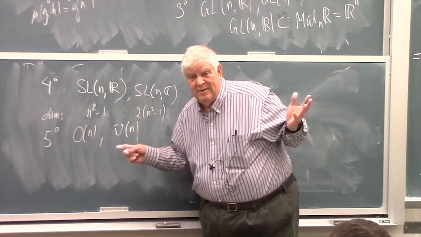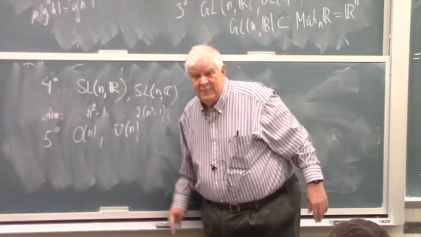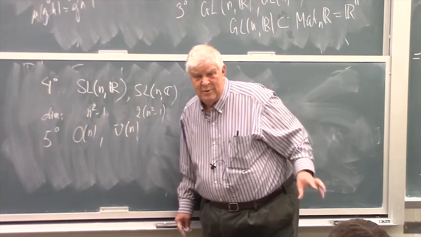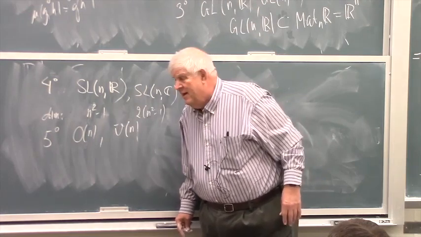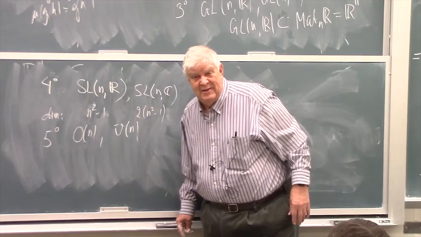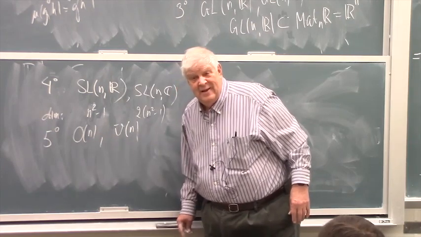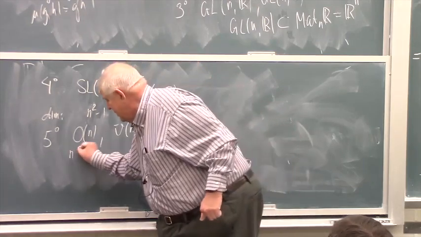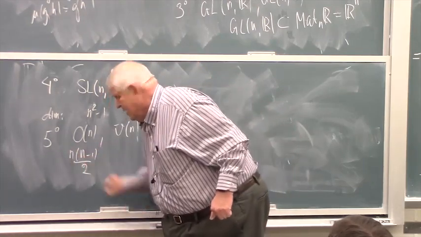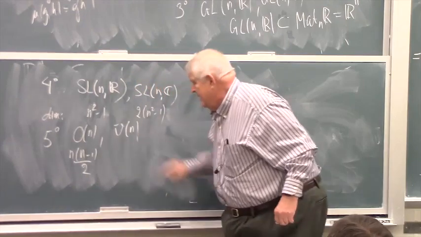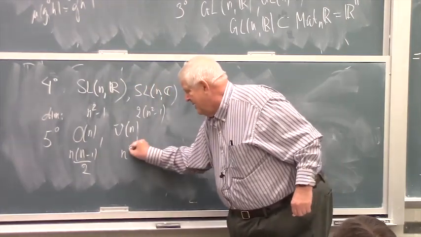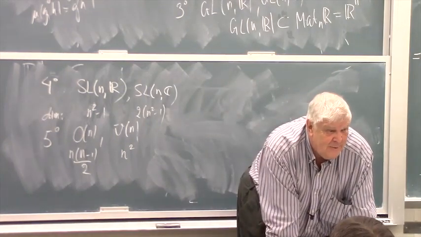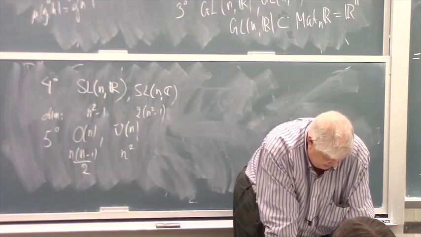Say O(2), at least this component, there are two components, but each component is a circle. Dimension is 1 for n equal 2. In general, the dimension is n(n-1)/2. The dimension of the unitary group is n squared, believe it or not. So I will not make this computation, but you can check this.